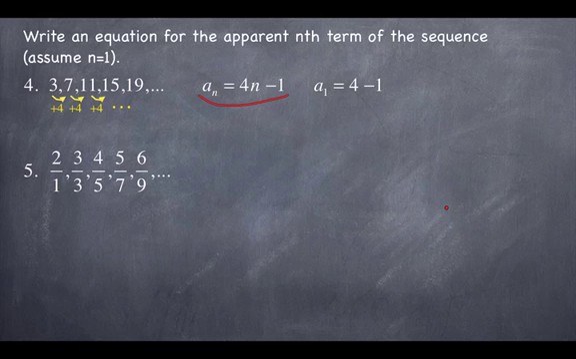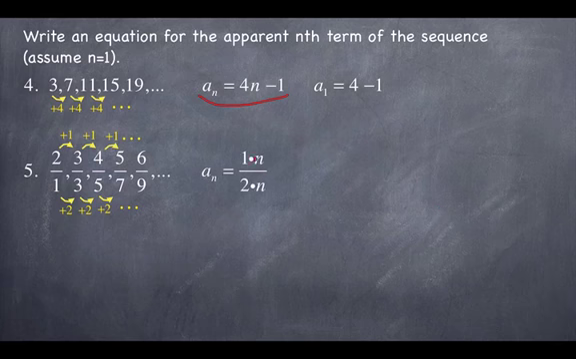Let's look at number 5. At this point, you notice the same as number 4. If you look at the denominators, you keep adding 2. If you look at the numerators, you keep adding 1. So now your rule is going to have something like this: 1 times n in the numerator and 2 times n in the denominator. Now, if you let n equal 1, is it going to generate the first term of this sequence?